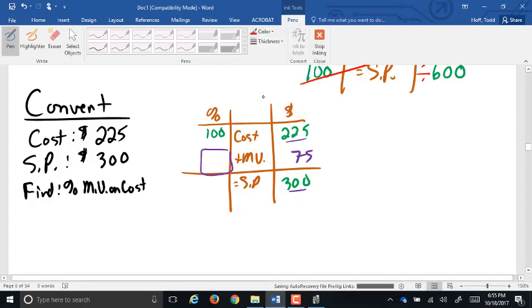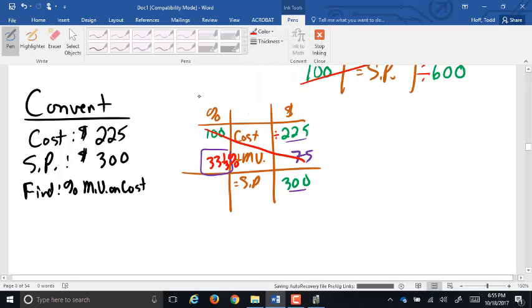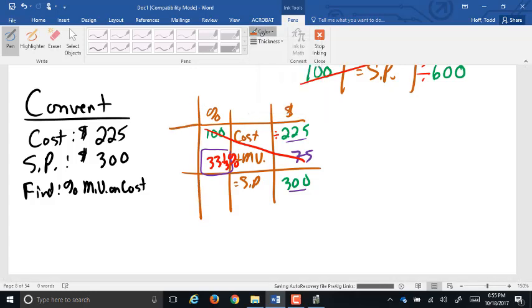So what are we going to multiply? Perfect. 100 times 75, and then divide by the 225 is 33 1/3%.